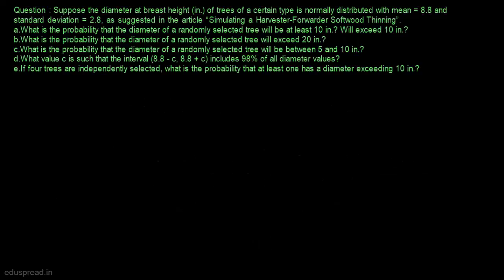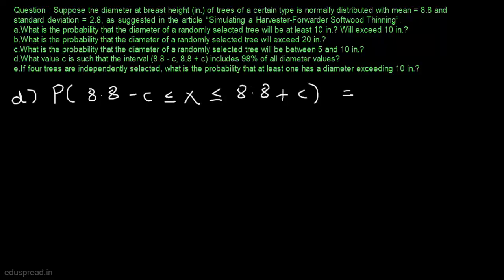In part D, we have to find the value of c such that this interval includes 98% of all diameter values. So that means we are given that the probability that x is greater than or equal to 8.8 minus c and less than or equal to 8.8 plus c is equal to 0.98, and we have to find the value of c. So imagine it in this way.